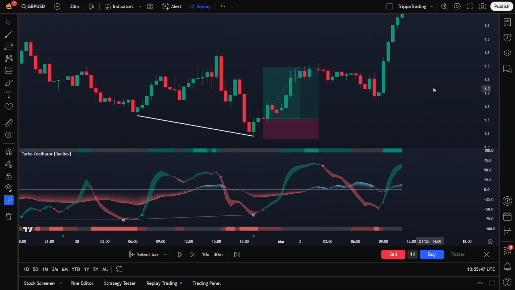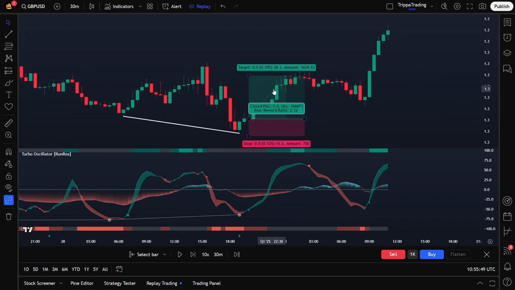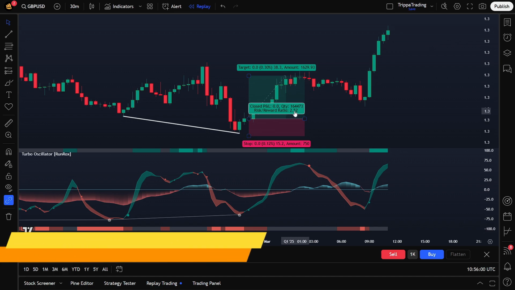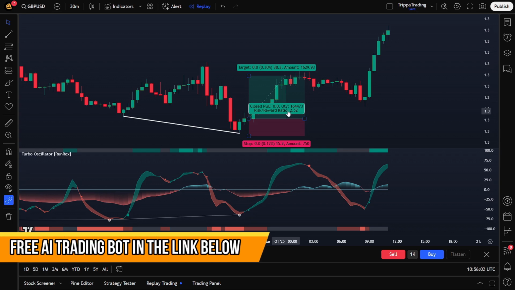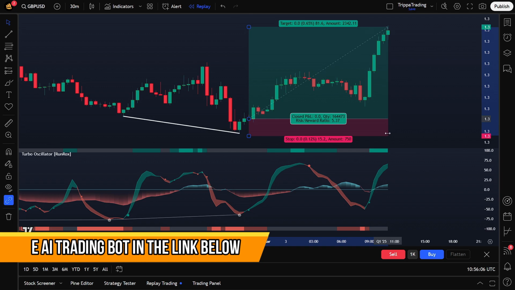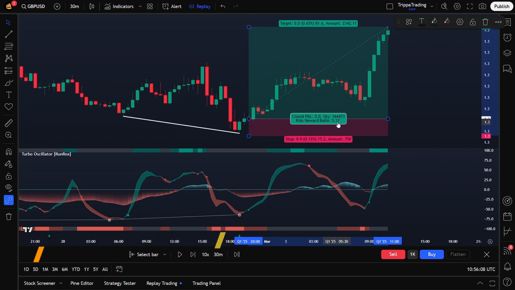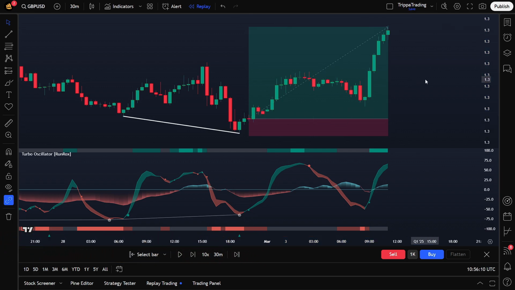Once these conditions are met, you take your buy position, place your stop loss comfortably below the most recent swing low, so it has enough room. And since this is a reversal type entry, you can go for a larger take profit, such as 2.5 times the risk, letting the trade run, and as you can see, it was profitable. Now, let's take a look at a sell position.